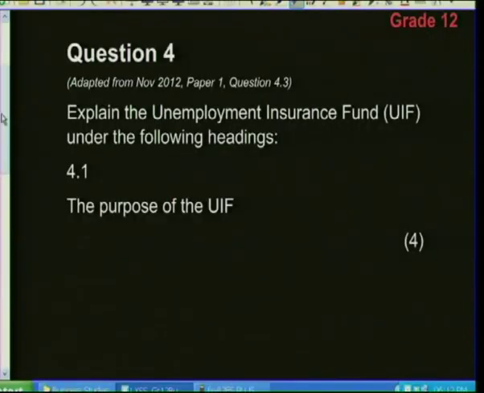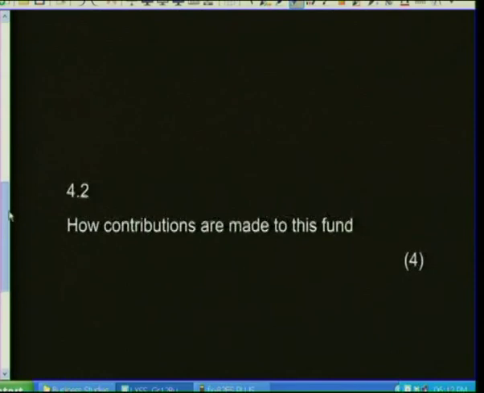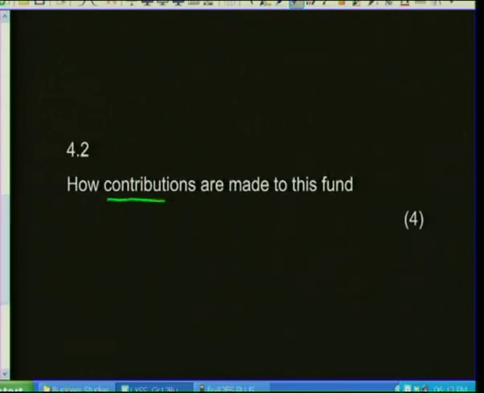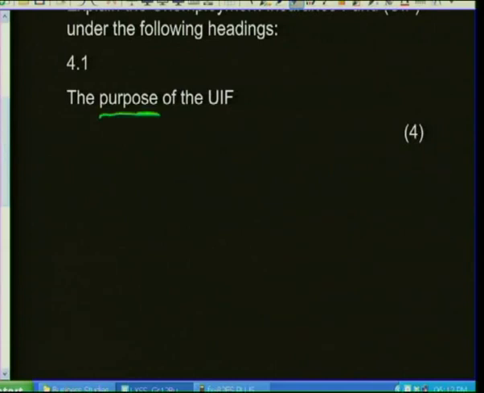We're going to start immediately with question 4. Let's have a look what I'm asking. I'm saying explain the unemployment insurance fund under the following headings. The purpose of the UIF and also how contributions are made to this fund. So let's go back to this one, the purpose of UIF.